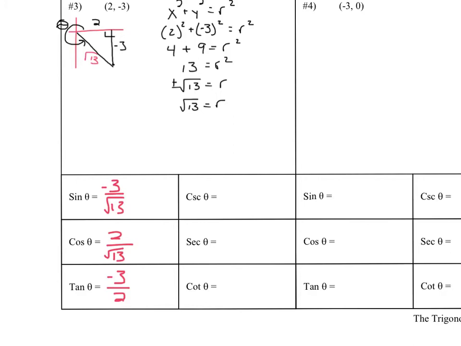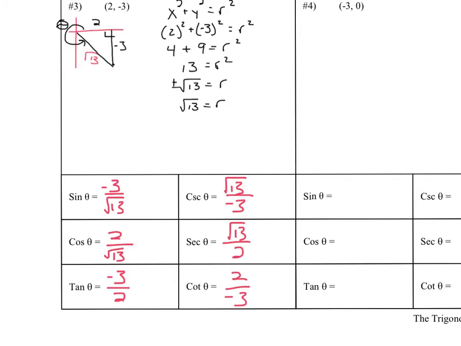Then we have reciprocals. Reciprocal of sine is cosecant. So that's square root of 13 over negative 3. Reciprocal of cosine is secant. Square root of 13 over 2. Reciprocal of tangent is cotangent, so that's 2 over negative 3. You can put the negative on the top or the bottom, it doesn't matter.